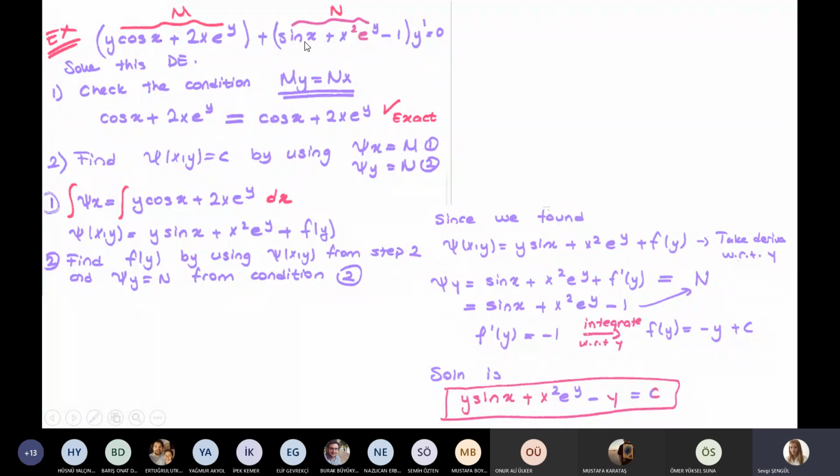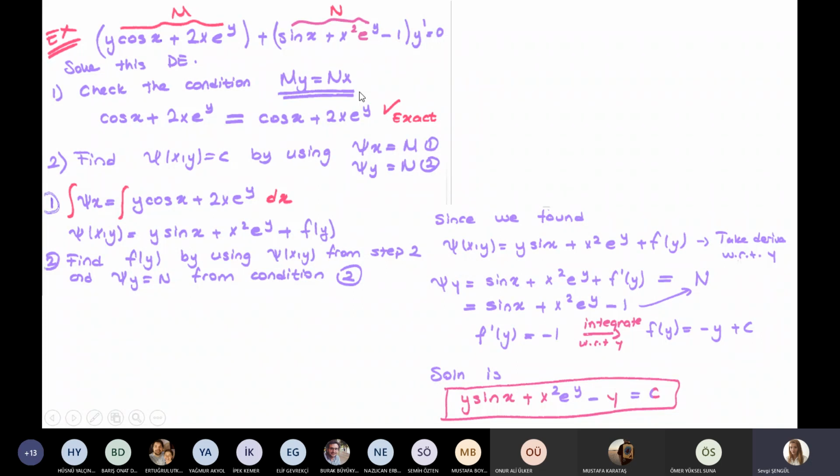Now N derivative with respect to x: the derivative of sine x is cosine x. The derivative of x squared e to the y is 2x, and e to the y is just a constant staying there. The derivative of 1 with respect to x is 0. So as you can see, the right and left are equal to each other. This is an exact equation. So that's good. If that's the case, I know that there exists a solution, and this solution's derivative with respect to x should be equal to M, which is this function. The derivative with respect to y should be equal to N, which is that function.